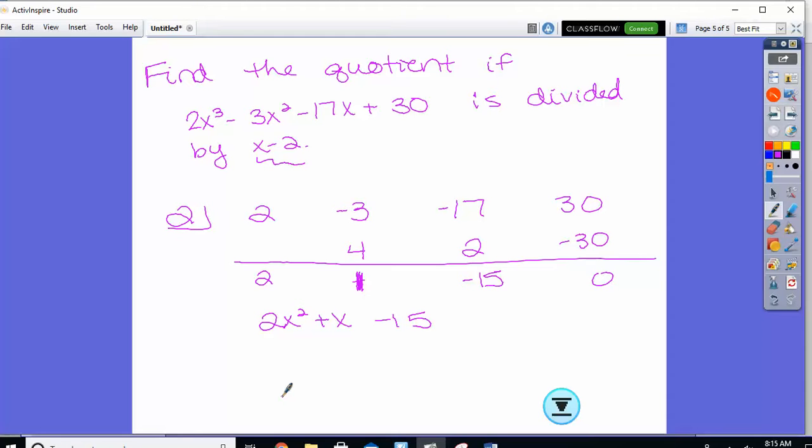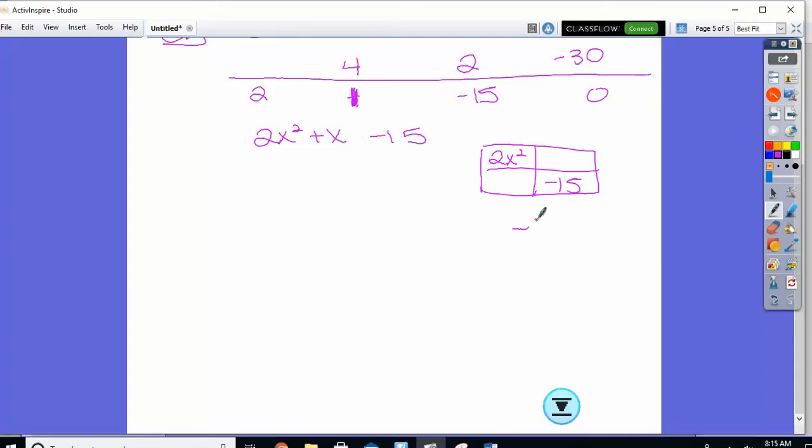Now let's say I asked you a slightly different question here. Let's say I said, give me all the zeros and the factored form. How would I find the rest of the zeros? Box method. Those multiply to a negative 30, and they need to add to a positive 1, so if we factor, we get 2x minus 5, x plus 3.